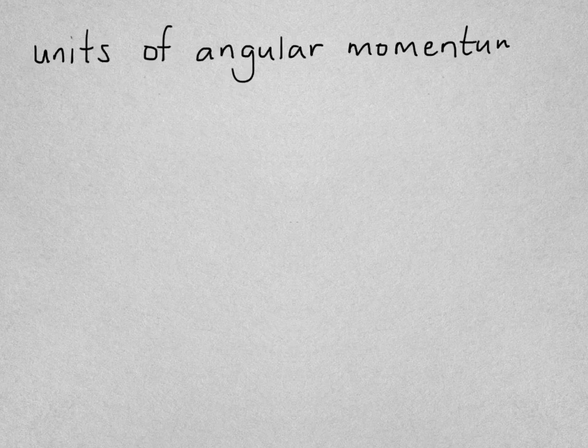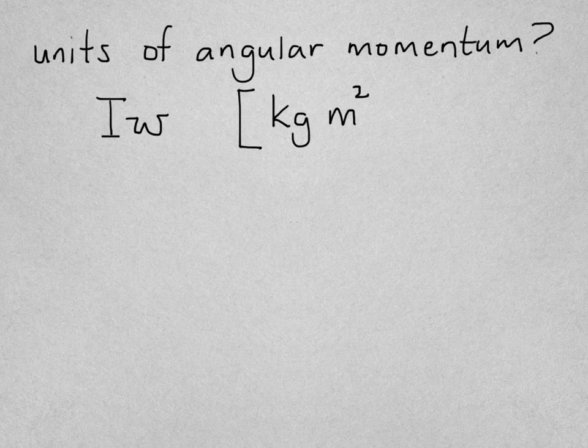Units of angular momentum are a bit strange. So the equation is I omega. We know the units of I are kilograms meters squared, and omega is radians per second, so we have this rather clumsy set of units: kilogram meters squared radians per second.